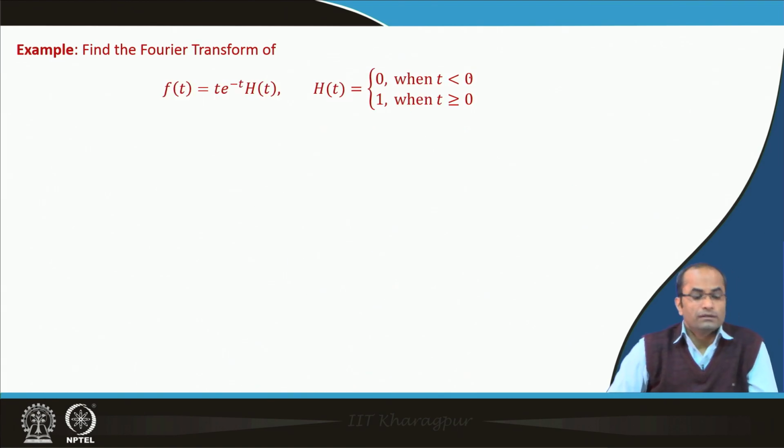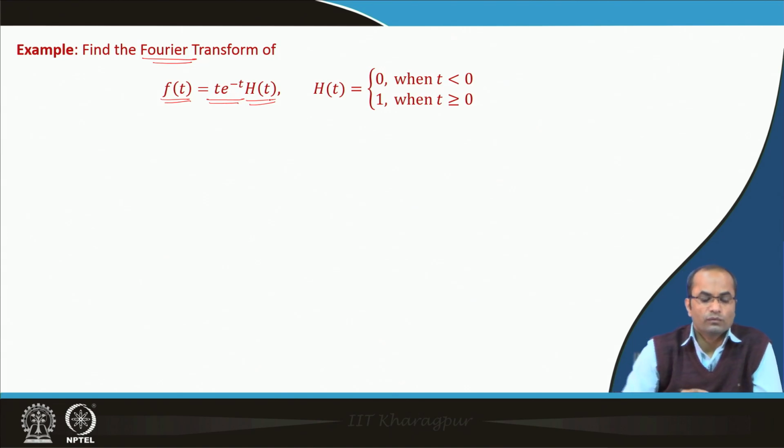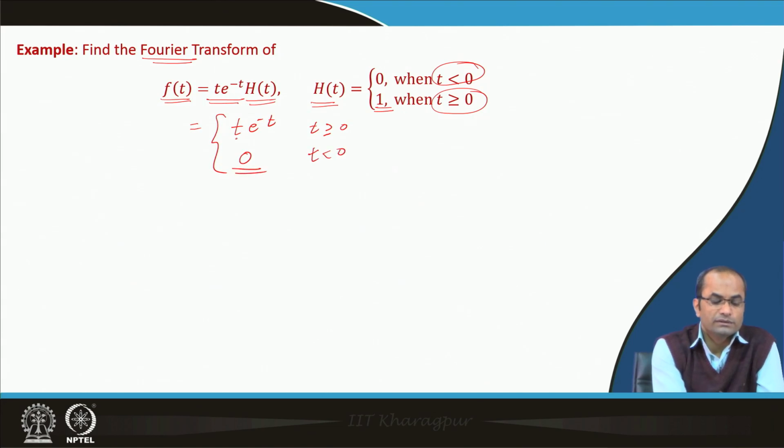Well, so this is another example where we will compute the Fourier transform of this function f(t) = t e^(-t), and this Heaviside function is sitting with it. This Heaviside function means when t is greater than or equal to 0, the value is 1, otherwise the value is 0. So again this function f(t) is defined for positive or non-negative values of t and 0 otherwise. So for t negative, the value is 0.